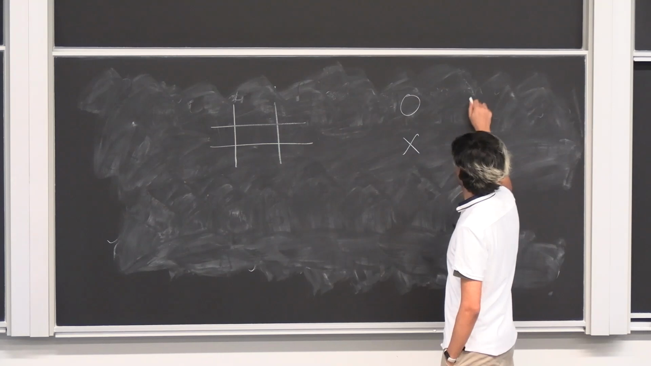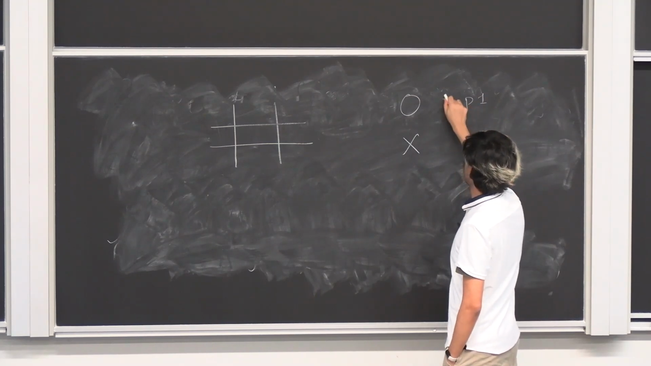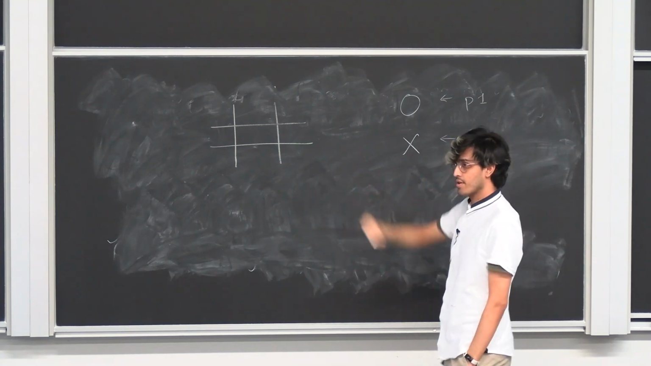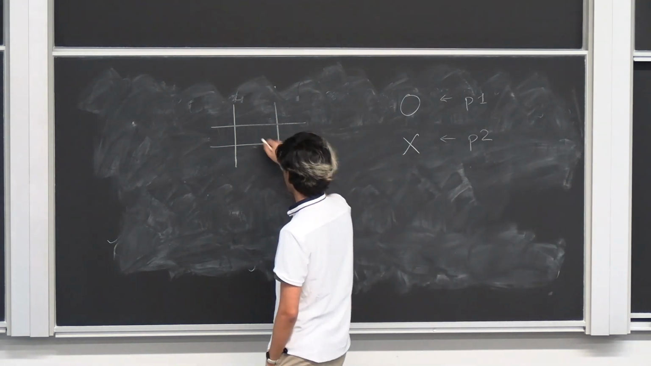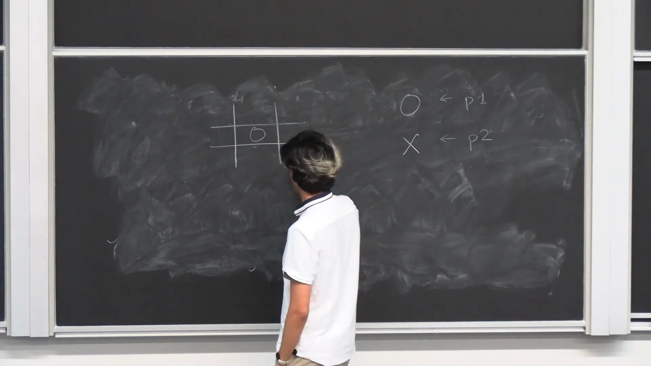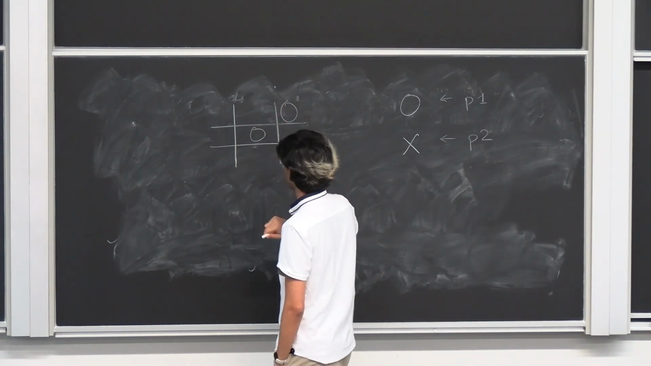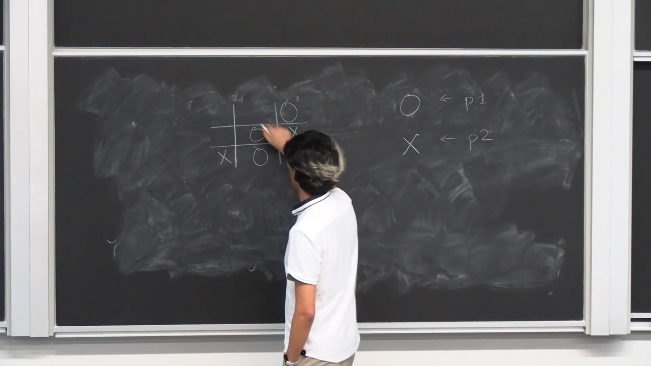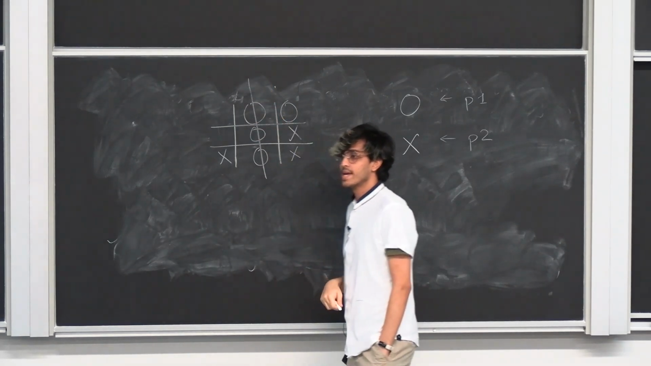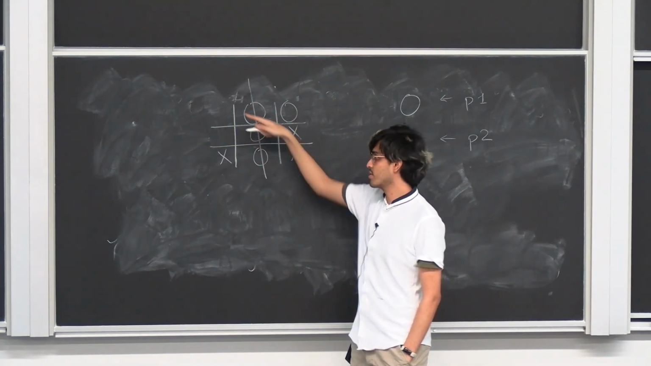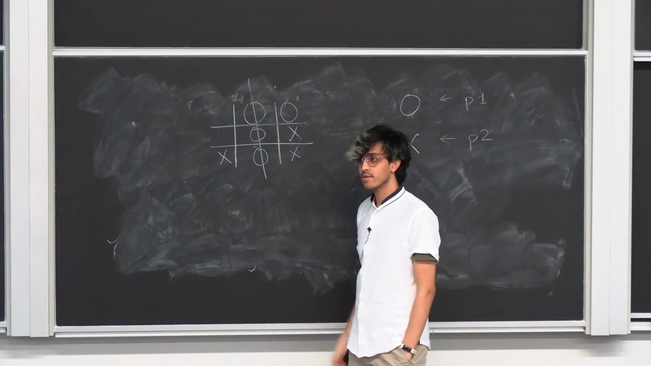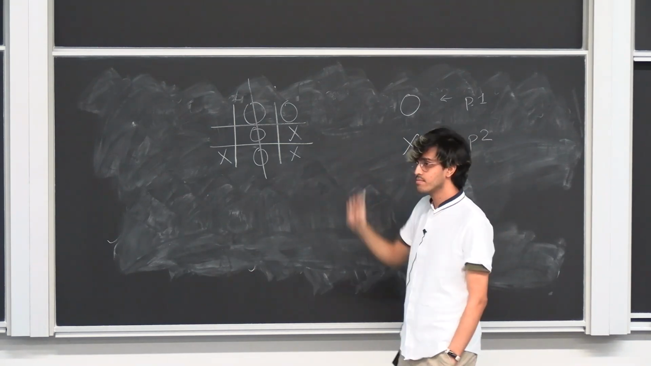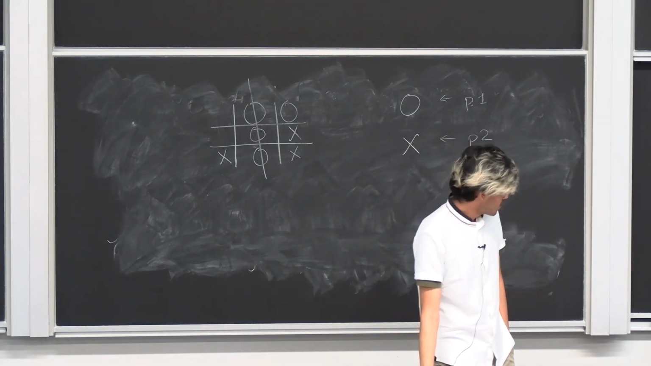So there are 2 players. Player 1 puts zeros on this grid, and player 2 puts X's on the grid. So for example, player 1 starts, then it's player 2's turn, then player 1, then player 2, then player 1, and then player 2's turn. The game stops when a row or a column or a diagonal is all zeros or all X's. If it's all zeros, then player 1 wins. If it's all X's, then player 2 wins. Okay?